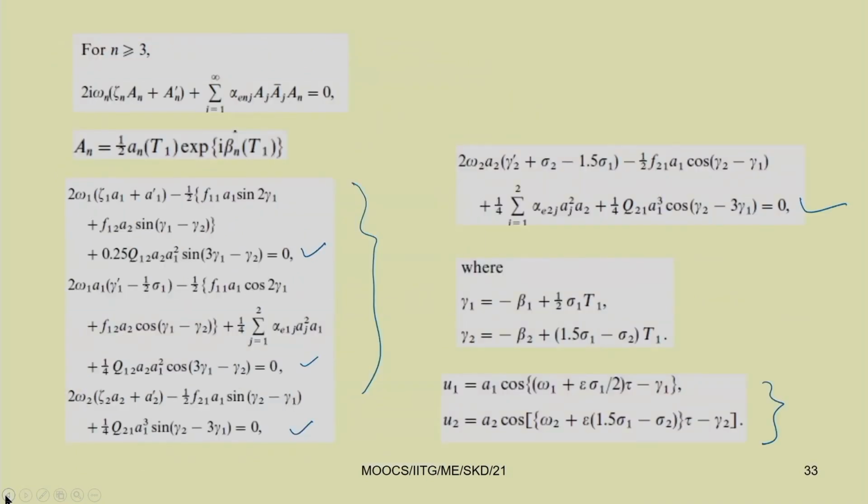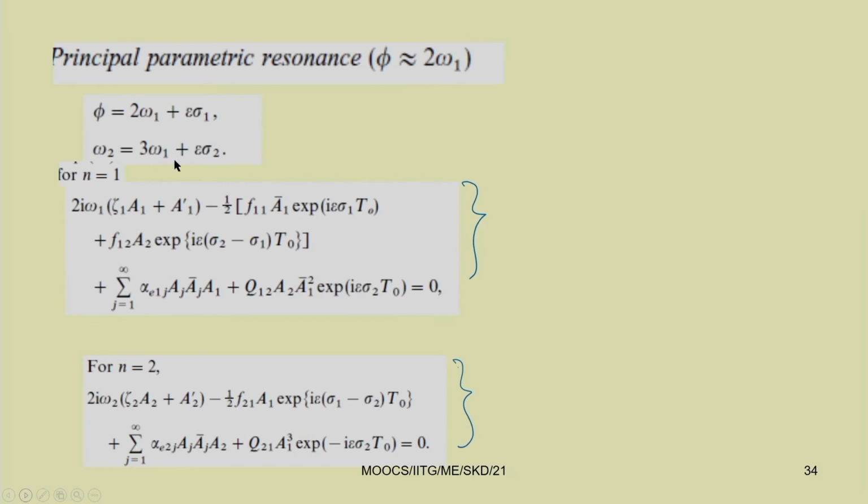These 4 are the reduced equations we got. For n greater than 3, due to the presence of damping, the response tends to 0, so there will be no response for n greater than or equal to 3. There will be interaction between the first mode and second mode due to the presence of this internal resonance condition, that is omega 2 equal to 3 omega 1 plus epsilon sigma 2.